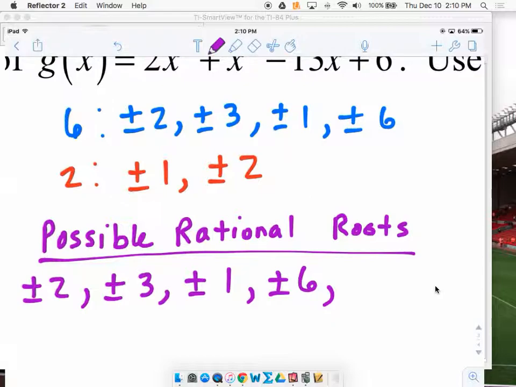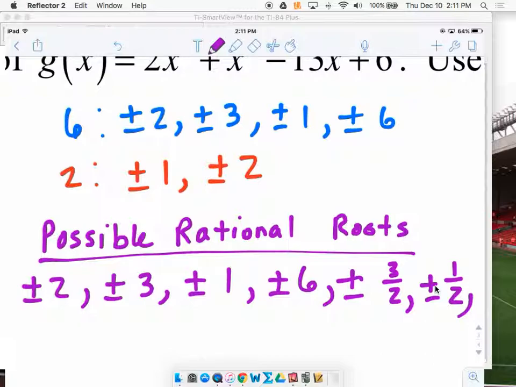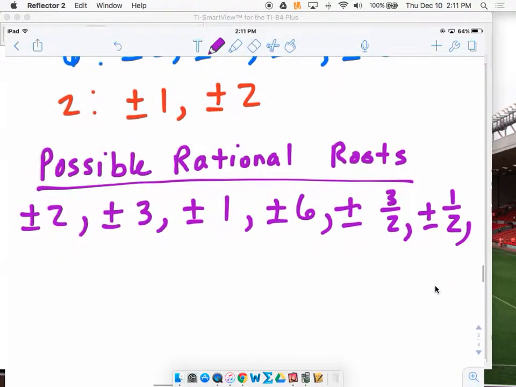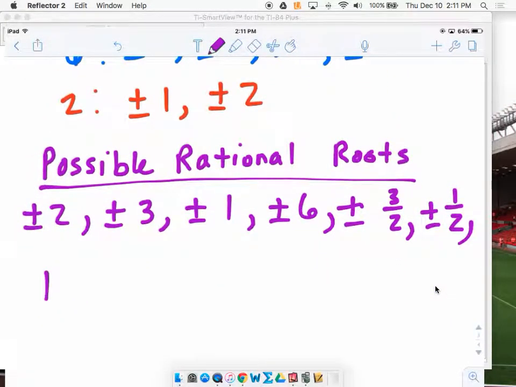So I have 2 over 2, which I already have, which is 1. I have 3 over 2, so plus or minus 3 over 2. I have plus or minus 1 over 2. And then I have plus or minus 6 over 2, which I already have with 3. So how many possible roots do you have? 12. Good.